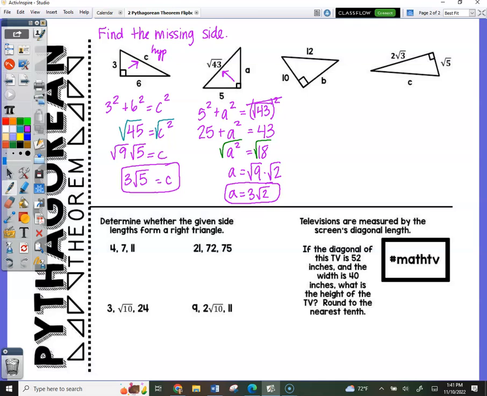Go get square root 44, which breaks to 2 square root 11. Go to the next one. If you didn't get it, I'm going over it right now.